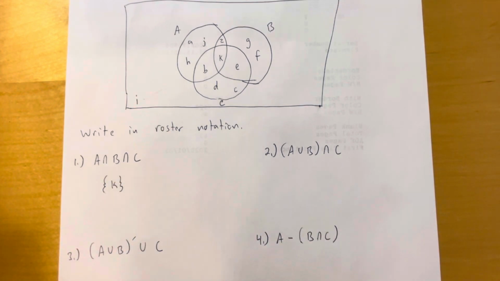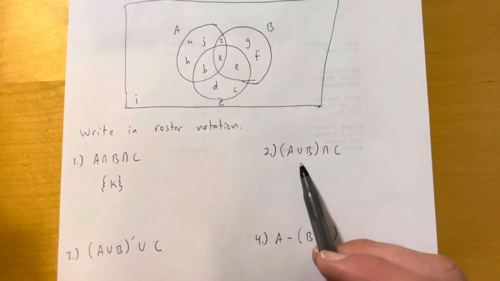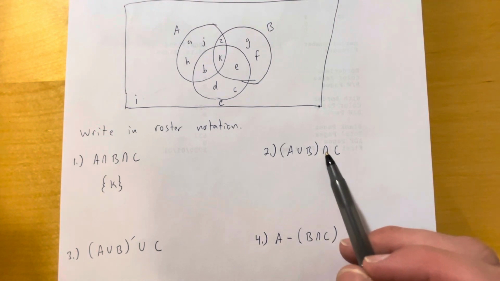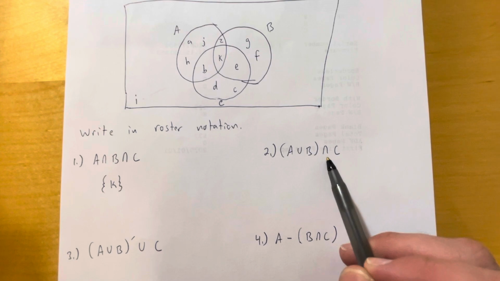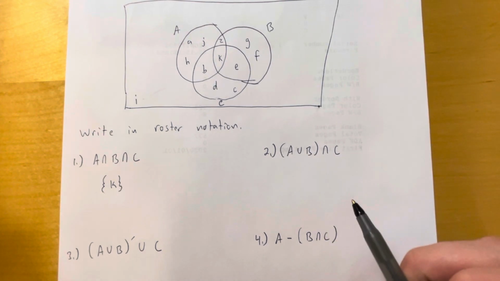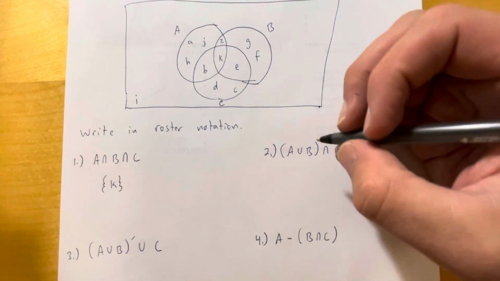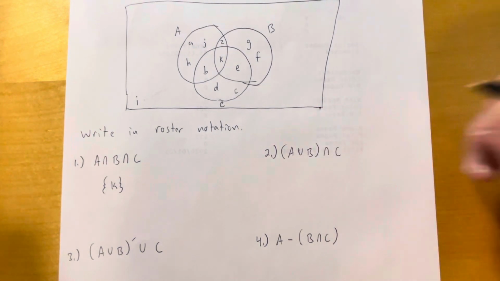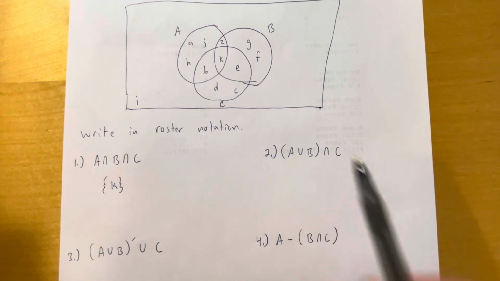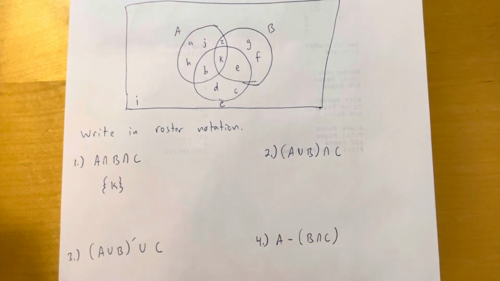Let's take a look at a different example though. In this case, we want to look for the union of A and B, and then we want to take that and find the intersection of that set with set C. So we have both union and intersection appearing in this one set here. So let's start with the union since it's in parentheses. Remember, we do things in parentheses first.